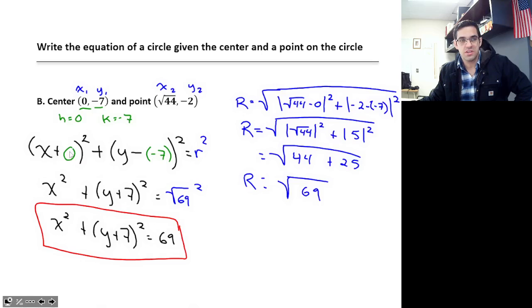So here's our final equation. Because our x minus 0 is there, I can just write that as x squared. y minus negative 7 is y plus 7 squared, and then equals 69.